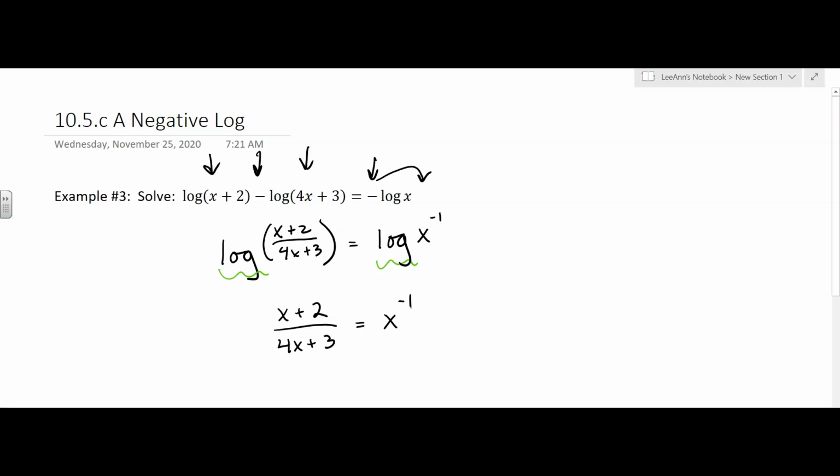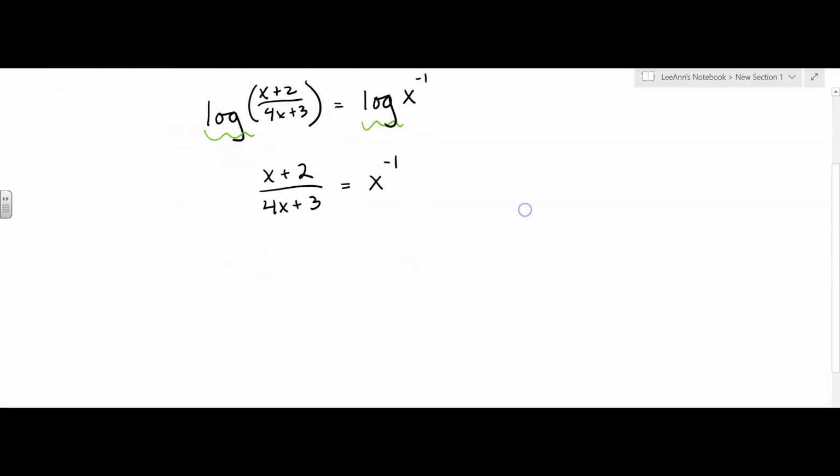Now, you might be worried about that negative 1. You might be thinking, well, I can't have a negative argument. That's true. I can't have a negative argument. But remember, an exponent that's negative doesn't make the value negative. It doesn't make the term negative. It means I need to do a reciprocal. So remember, x to the negative 1 is equal to 1 over x. So I'm going to do that. x plus 2 over 4x plus 3 equals 1 over x. And now I don't have the negative exponent anymore.